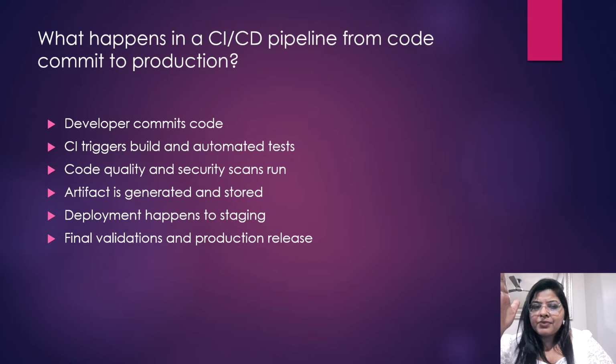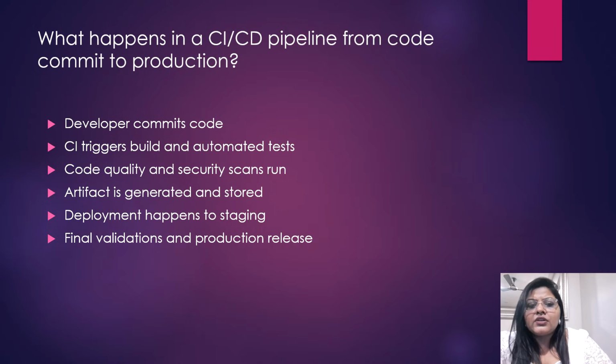So the first step is the developer commits the code. Obviously, a PR is raised and the developer commits. The CI triggers builds and automated tests. The code quality and security scan runs. Artifact is generated and stored. Deployment happens to staging. Final validations and production release ready. Right. Now, there can be other integration testing steps which are done manually by many teams in UAT, and then once it is signed off, it moves to the release branches for the production release.